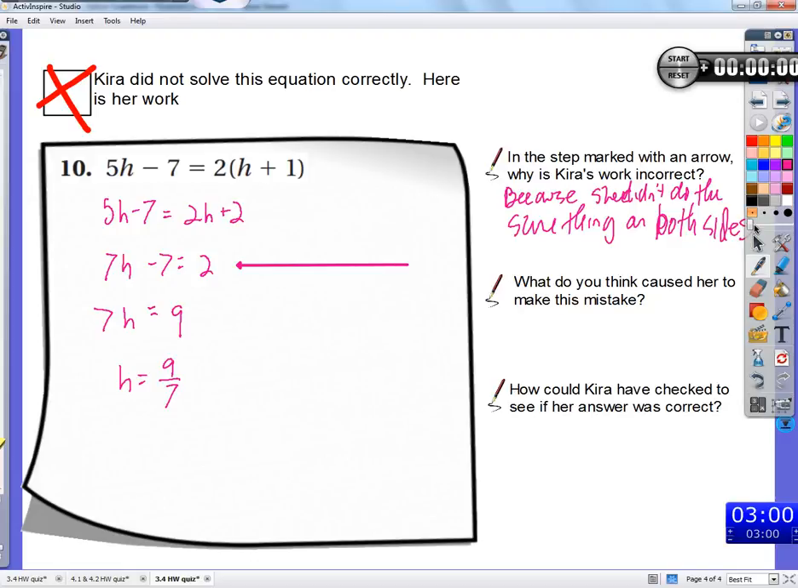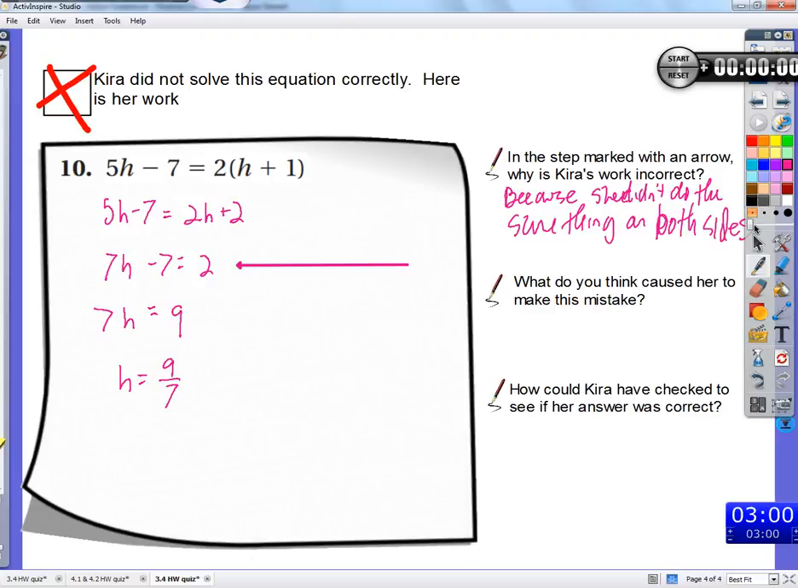Okay, so here's time for speculation. Why do you think this happened? What do you think caused her to make this mistake? Take a guess. Mental math, doing it in her head. Do you think she actually added 2H on one side and subtracted 2H on the other side? Do you think she actually did that in her head?